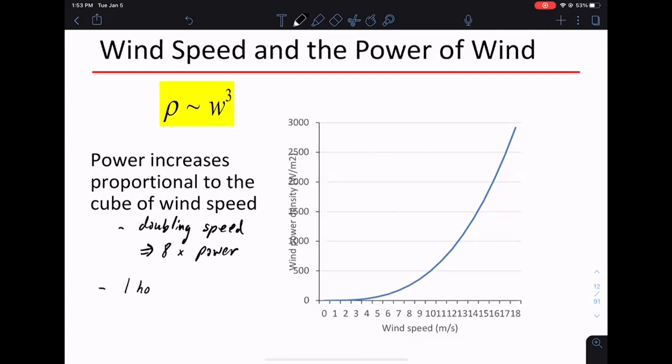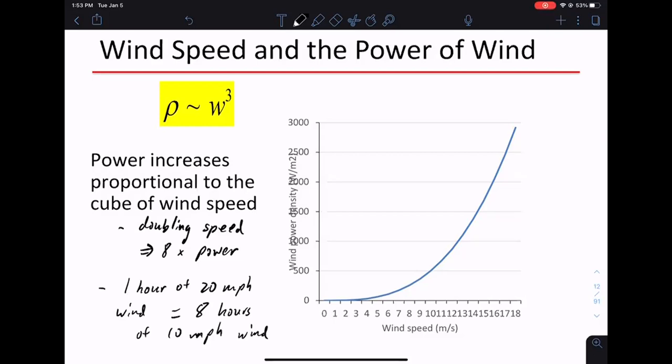Basically, one hour of 20 miles per hour wind is equal to 8 hours of 10 mile per hour wind. So again, quite a bit more. This cubic relationship says the scaling is quite fast with speed. Now in homework, you'll see some question where the speed just increased, let's say by 50%, and the power went up by a factor of, let's say, 4. That's not surprising. So this gives the idea of what it is.